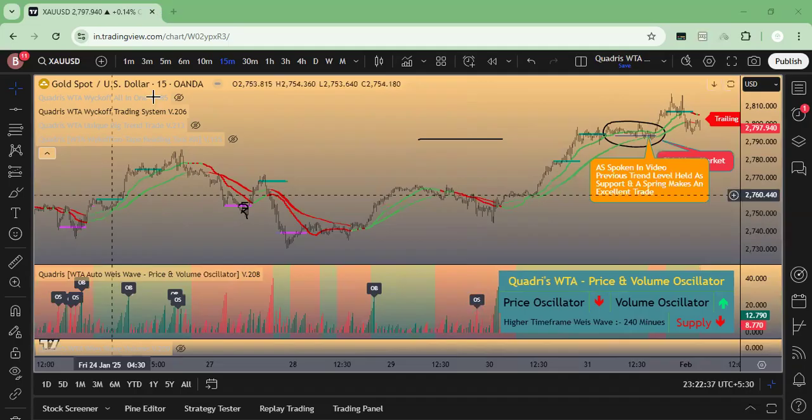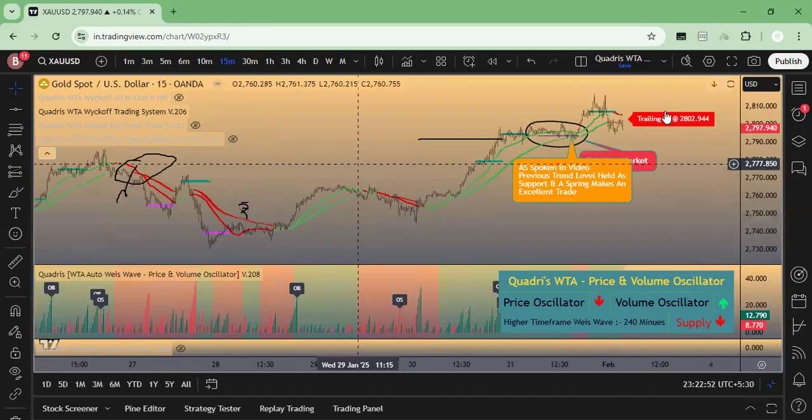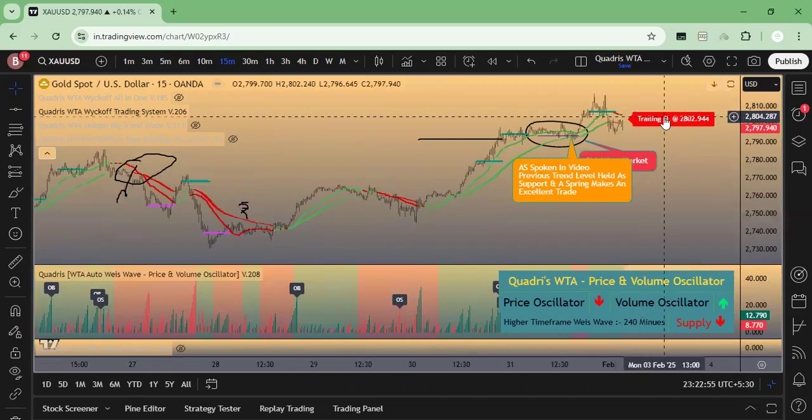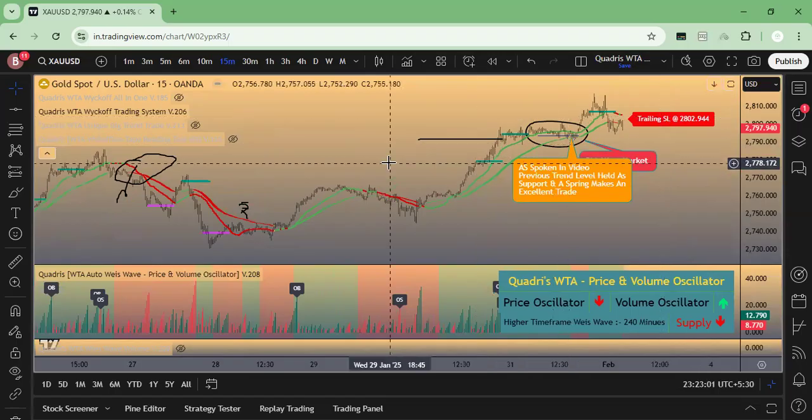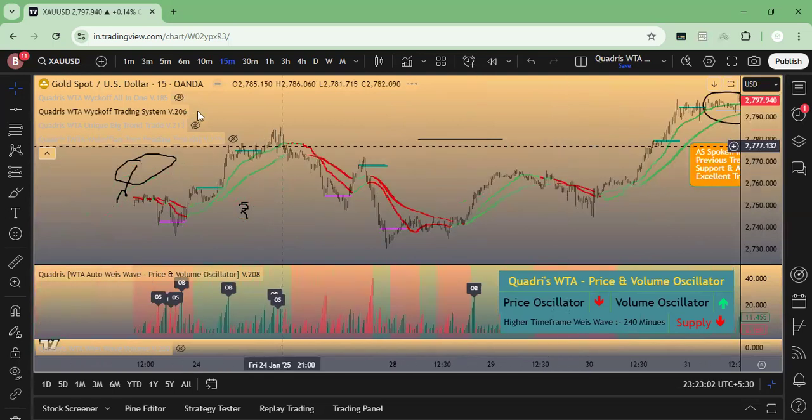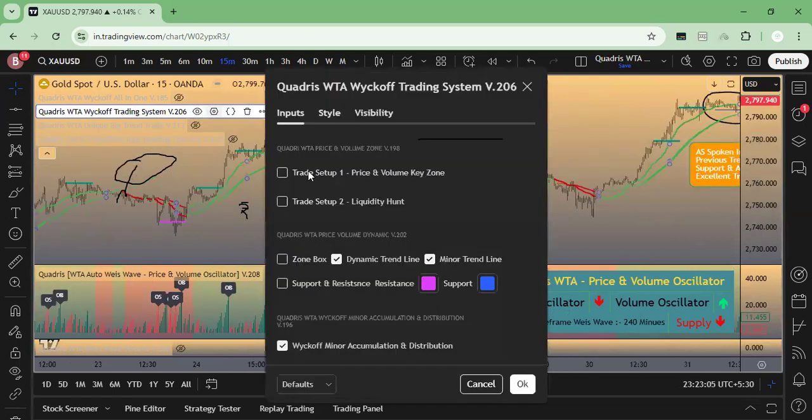And if you see over here, we got a breakout test and then price goes continuing. This is a very big move if you see. And once the trade has started moving into my direction, then I look for and wait for trailing stop loss to catch the bigger moves.